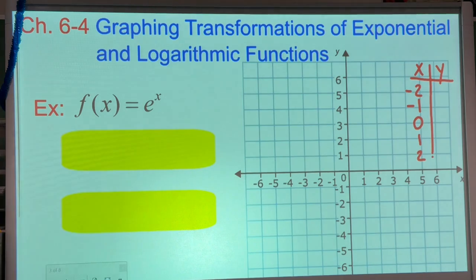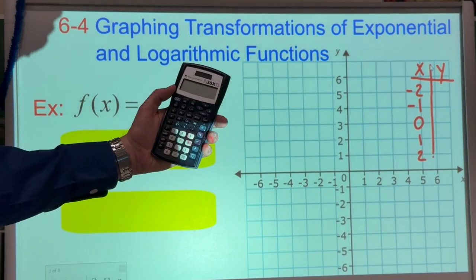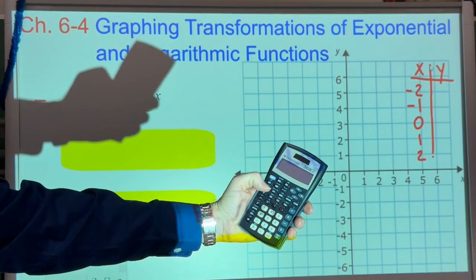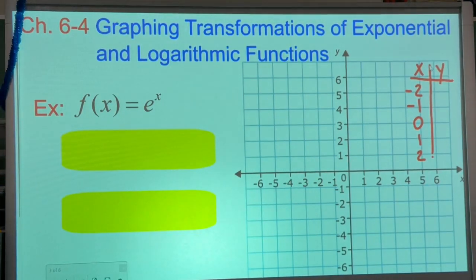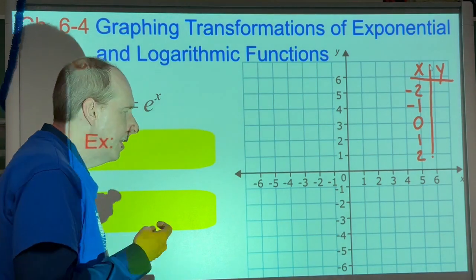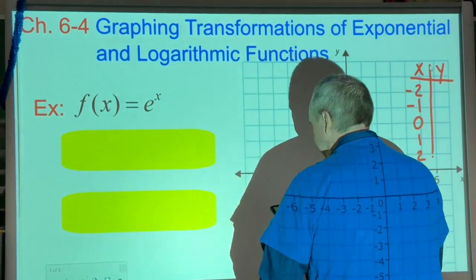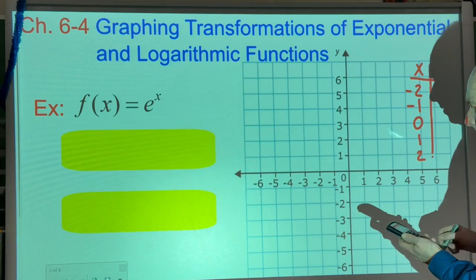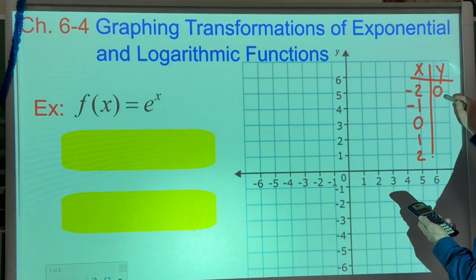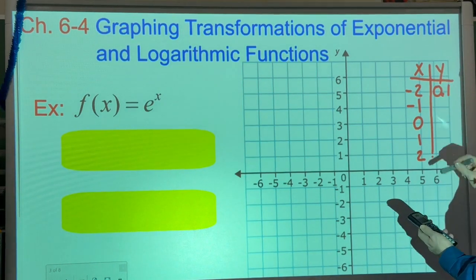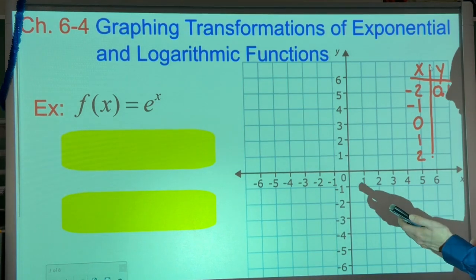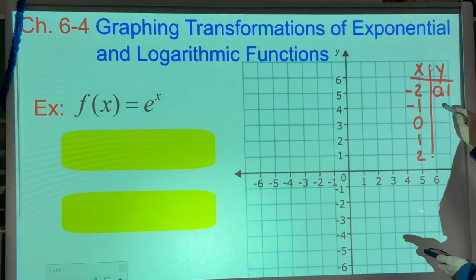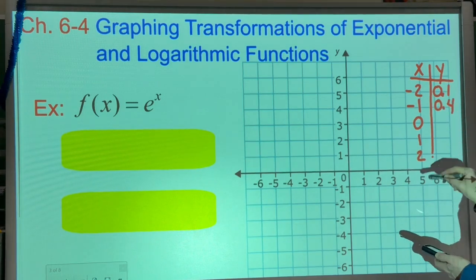You break out your calculator. Your E button, in case you've forgotten, is over here. It is second ln. It's next to your ABC button. So second ln gives me E exponent -2. I got 0.135. E to the -1. I got 0.367. So we'll call that 0.4 if I round.